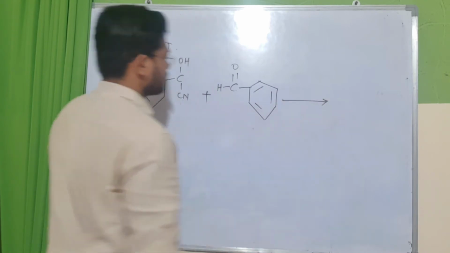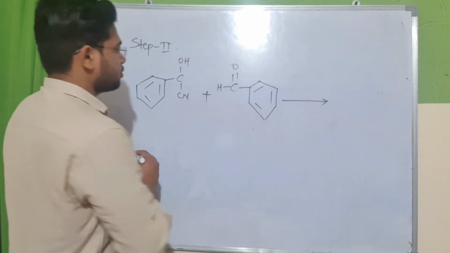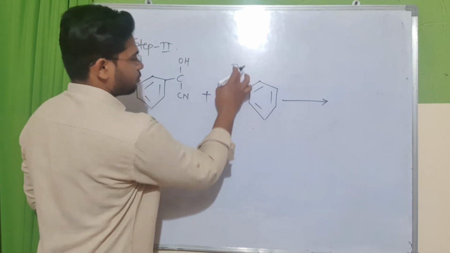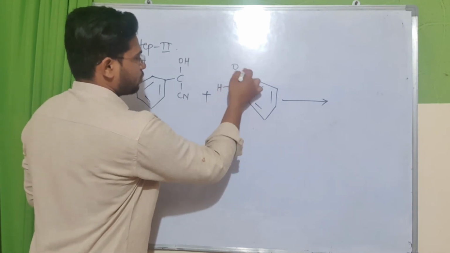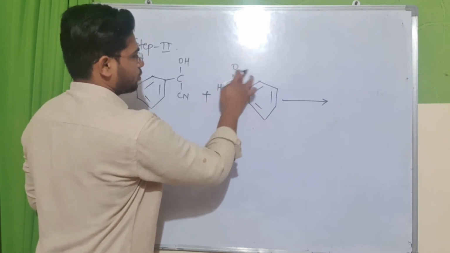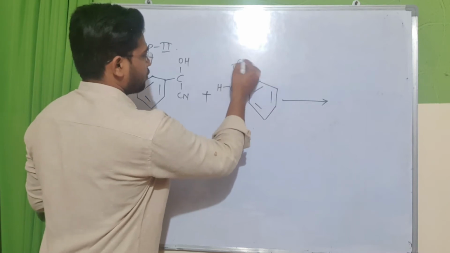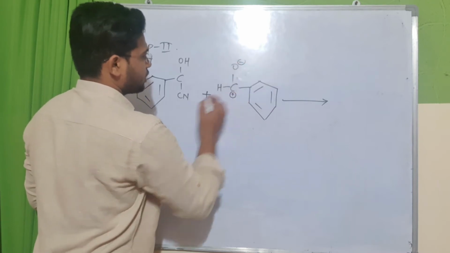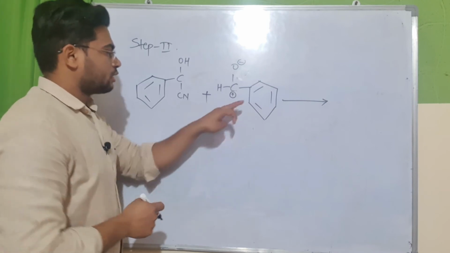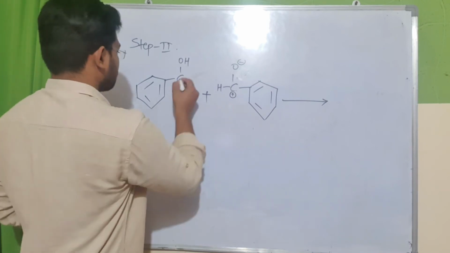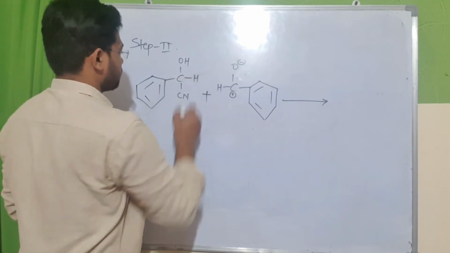Okay, this is benzaldehyde. Now here also the same, the pi bond will break between this oxygen and carbon. The electron pair will be shifted towards the oxygen. Oxygen will have a negative charge. This carbon will have a positive charge. Okay. Now here is the carbon having a positive charge, and from this, sorry, I forgot the hydrogen.